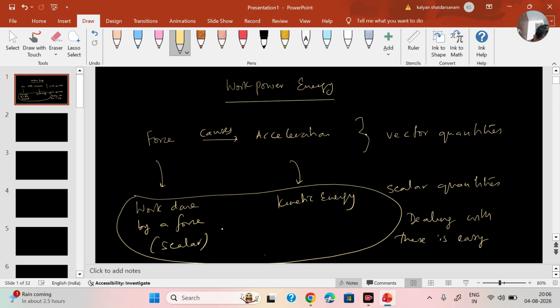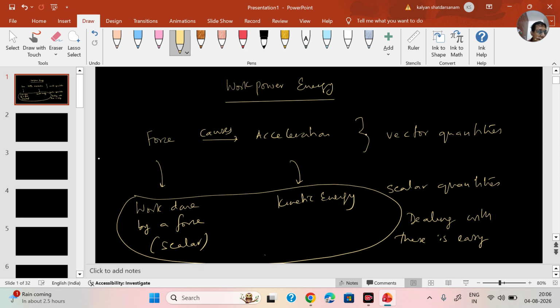If you want to add forces, we have to use some triangle law, parallelogram law, or if you want to do something with accelerations, again you have to do the vector analysis. You have to add accelerations using parallelogram or triangle law, or there may be some cross and dot products dealing with vectors and so on. But when you come to a scalar, it's much easier to deal with.